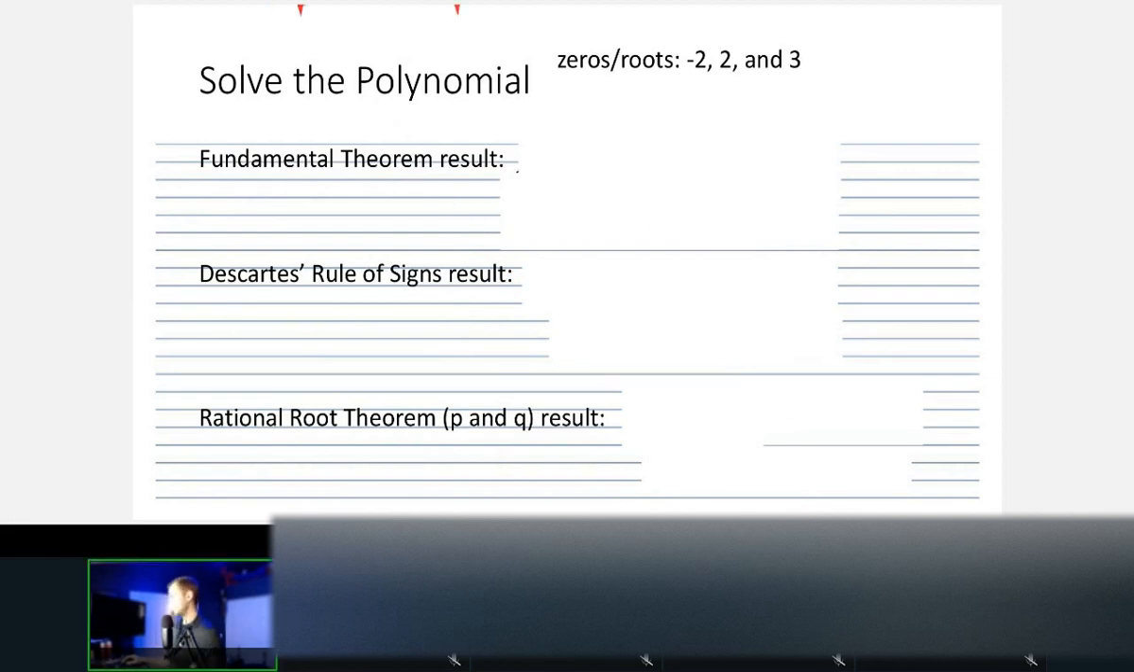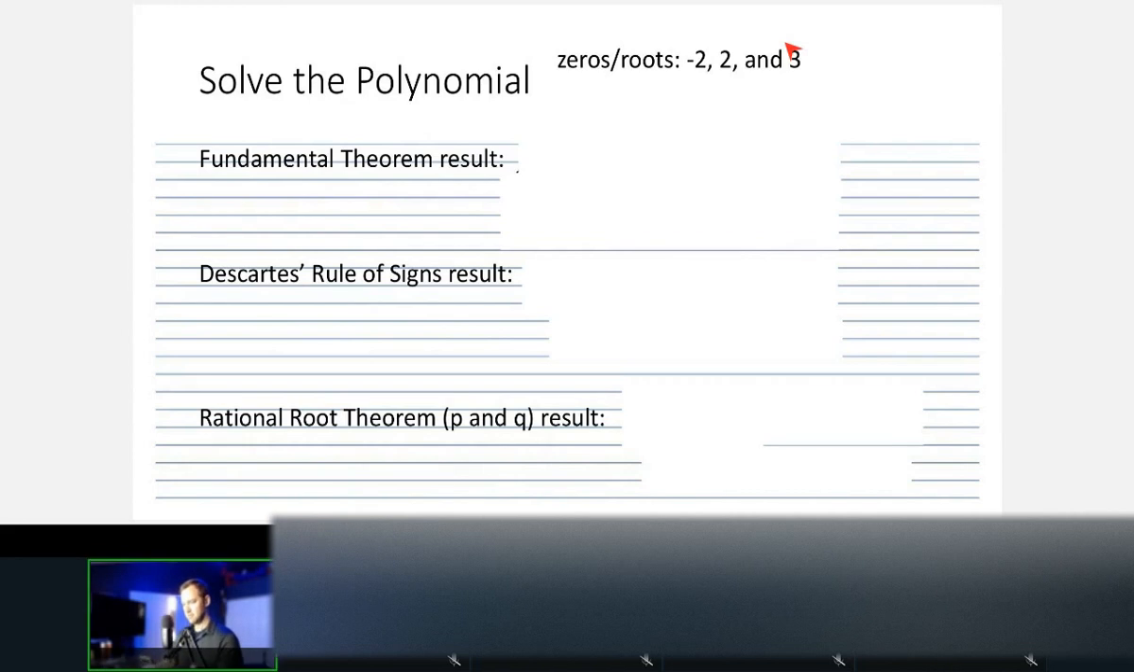All right, so this is kind of review here. Given the zeros, roots are -2, 2, and 3, I want all of you to find the fundamental theorem of algebra result. I then want you to find the Descartes rule of signs result, and then find the rational root theorem result, which is P's and Q's. As a little refresher for this first one, all you're doing is taking the solutions and putting them in factored form and then multiplying them all together.